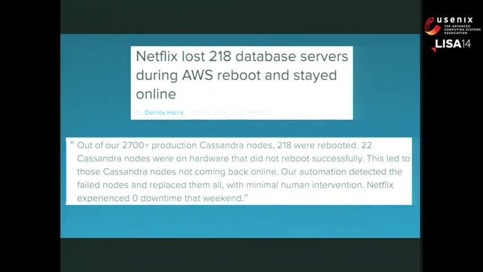A few weeks ago, Amazon did their huge Zen vulnerability reboot thing. Maybe it was a couple months ago now. And when they did this, Netflix, I don't know if you read the article, lost 218 Cassandra nodes, 218 systems in their data persistence layer, right? The database that houses their online video streaming product just switched off at Amazon's discretion, and the Netflix service didn't even blip.